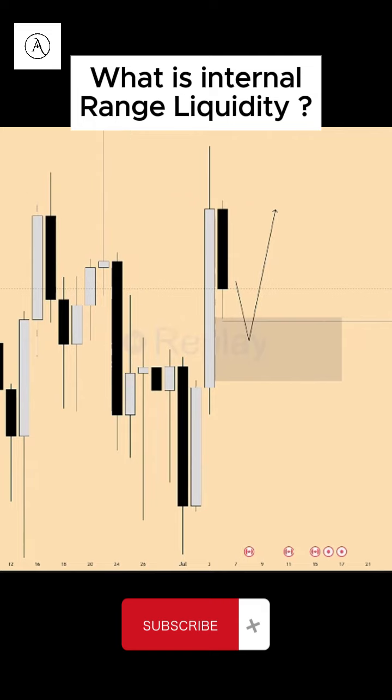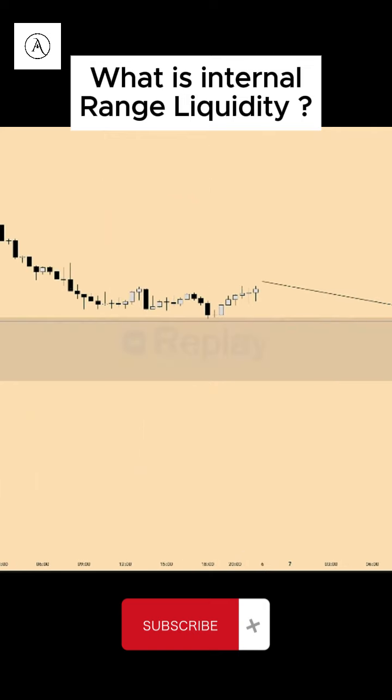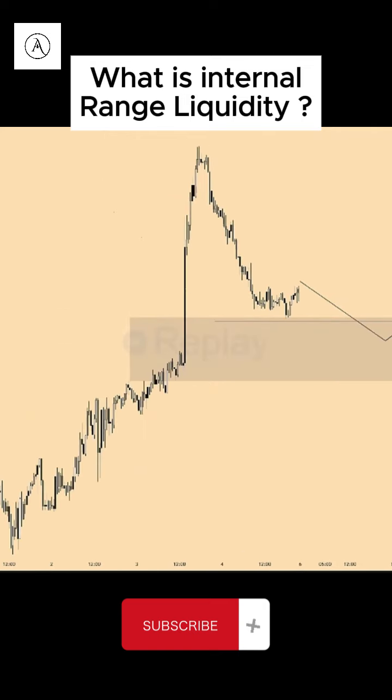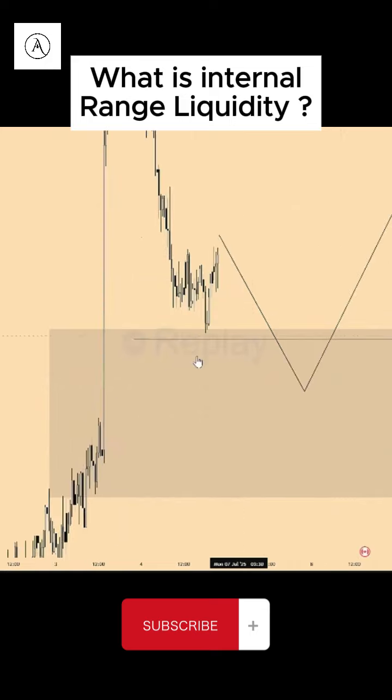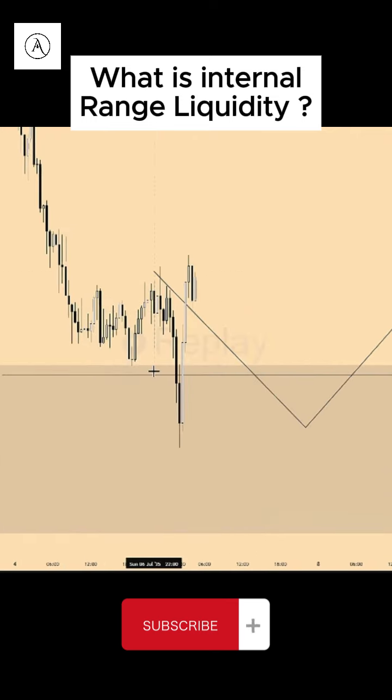So if you look closely at that on a lower time frame, you see that price did what? Price took out the internal range liquidity before doing what? Before moving in the external direction. So this is a simple way of using internal range liquidity. You can also check different ways of confirmation to use this internal range liquidity across different zones and different time frames, right?